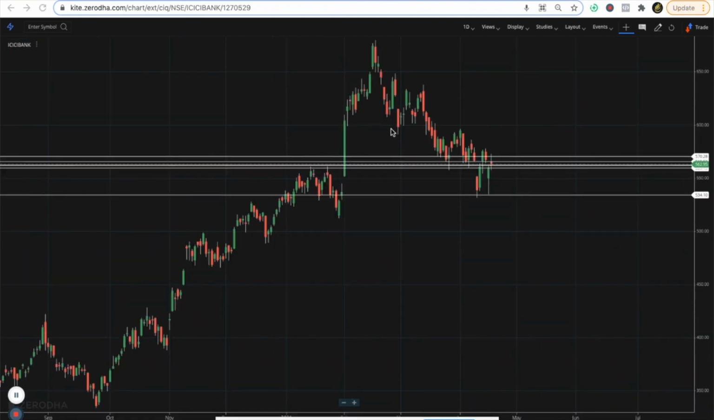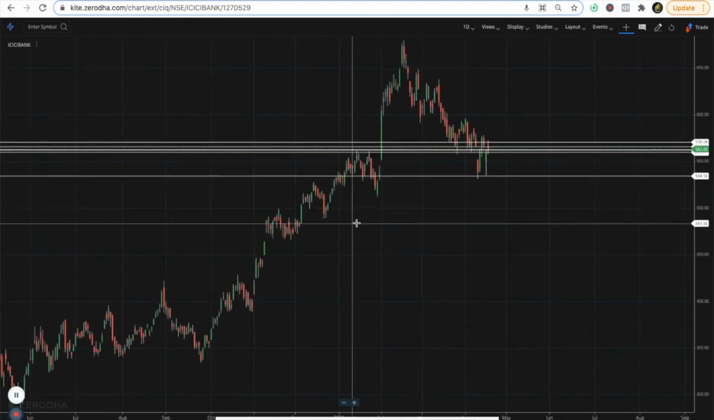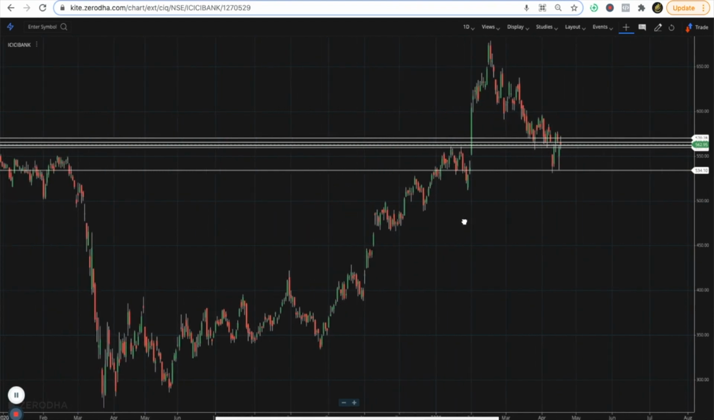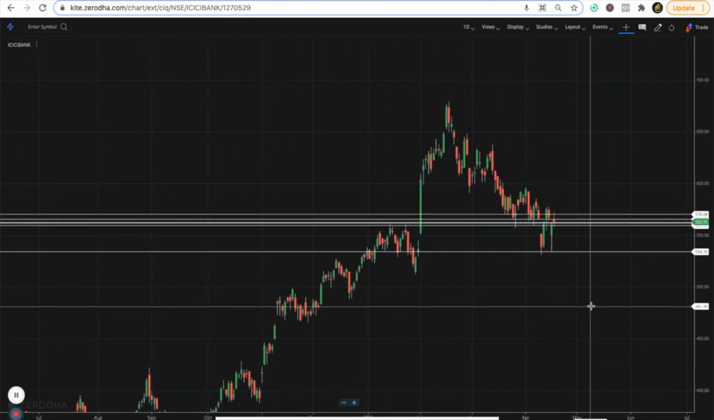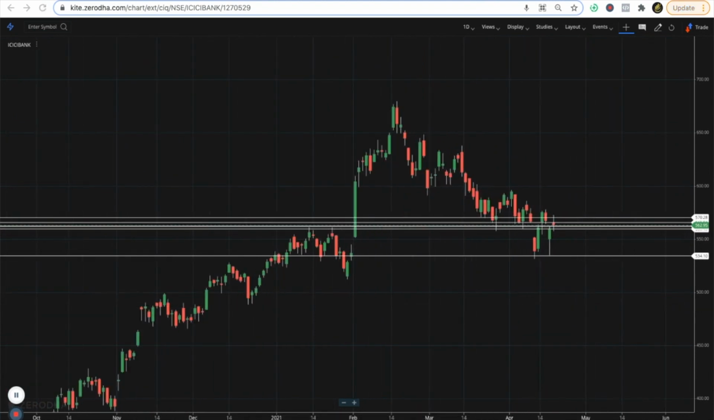Okay, so let's start doing a top down analysis on ICICI. First, let's start on the 1 day time frame. How does the trend look in the 1 day time frame when we are specifically having a look at the months of March and April? It looks like a downtrend, right? I realized that in the 1 day time frame, the trend is actually looking bearish.